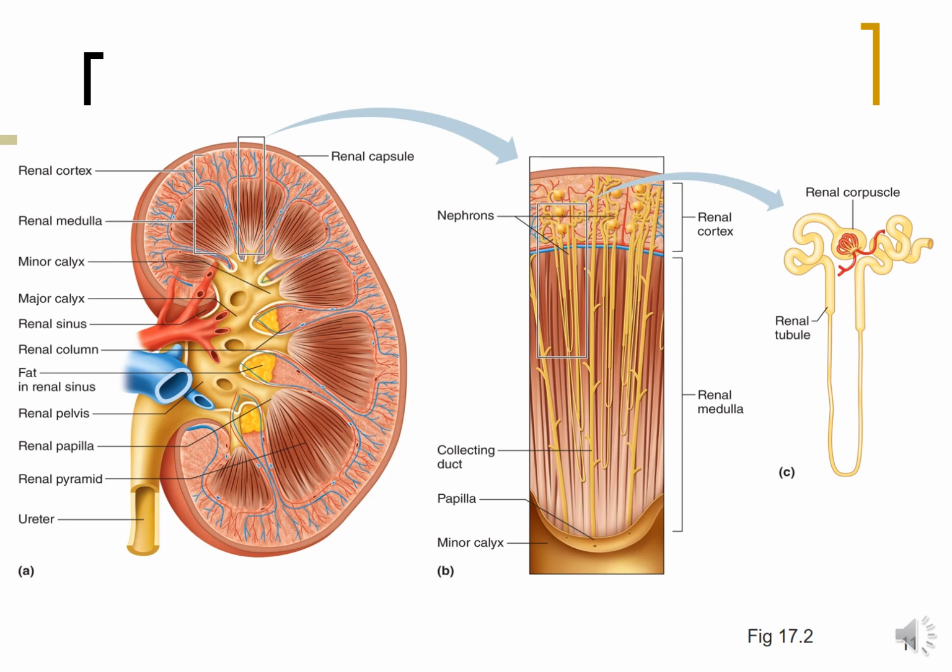The blow-up picture on the right shows you the structure of a nephron, which we'll go into more detail. But you can see a majority of the nephron is located in the cortex, though the renal tubule will dip down into the medulla.